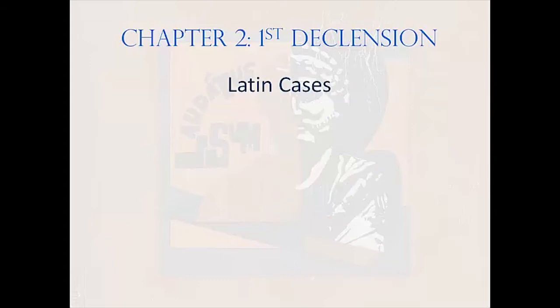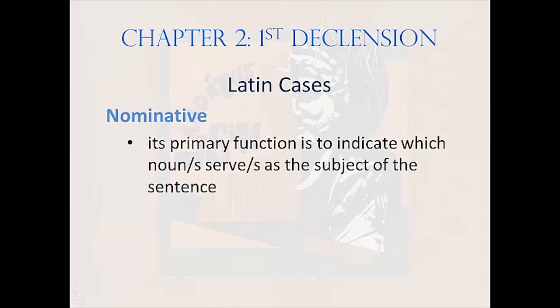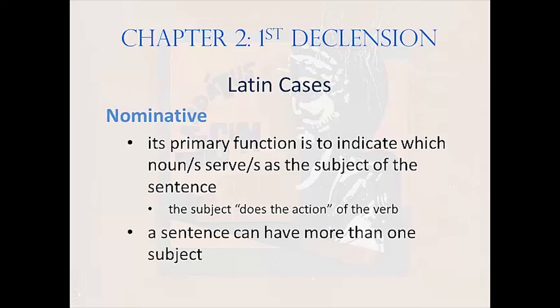Now let's look at each of these cases individually, first how they function, and then how they're formed in Latin. To begin with, the nominative case. Its primary function is to indicate which noun or nouns serves or serve as the subject of the sentence. The subject of the sentence is the noun or nouns which perform the action of the verb. A sentence can have more than one subject. For instance, Caesar and his army attacked Gaul. In that case, Caesar and the army are both the subject of the sentence.